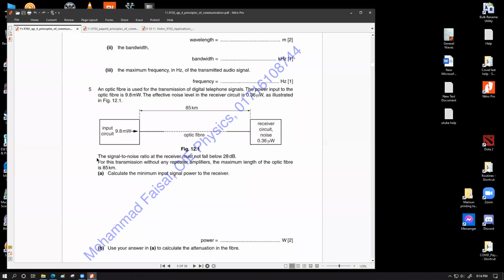Here's the deal: the signal to noise ratio at the receiver must not fall below 28 decibel, which means the received signal should be at least 28 decibel stronger compared to the noise of the receiving environment. For this transmission without any repeater amplifiers, the maximum length of the optical fiber is 85 kilometer. Calculate the minimum input signal power to the receiver. So what would be the minimum signal power received over here? Now, here is the deal.